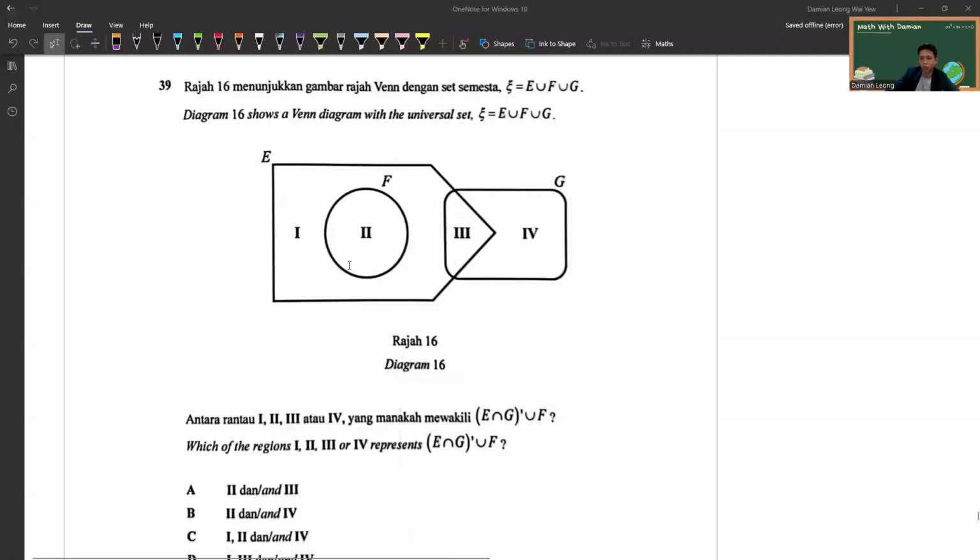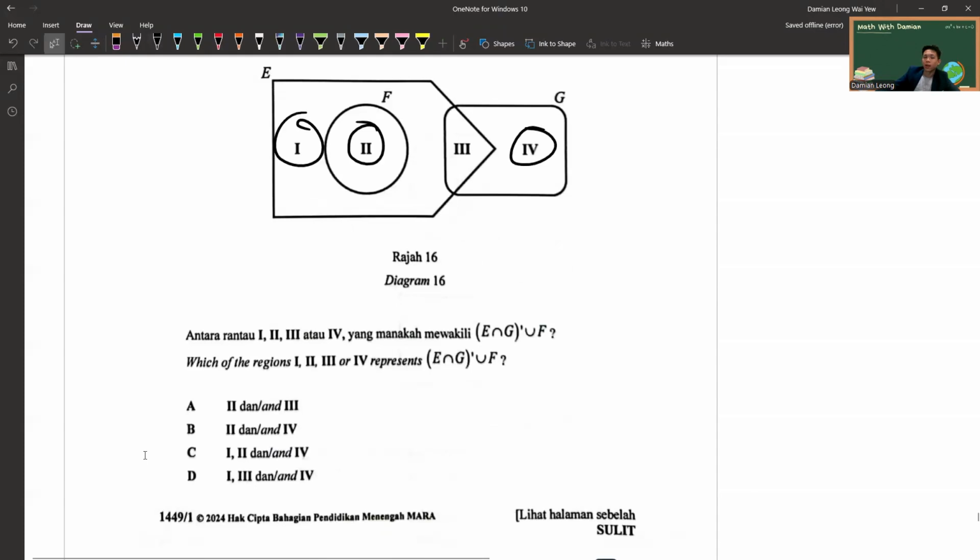Then question 39. Which of the regions 1, 2, 3, or 4 represents E intersect G complement union F? We look at inside the bracket first. E intersect G is here. Complement means everything else, so it can be here, here, or here, just not the 3. Then union F means add on the F, which doesn't really affect anything, because it's just adding on, not intersecting. So it's 1, 2, and 4. Answer C. That's for question 39.